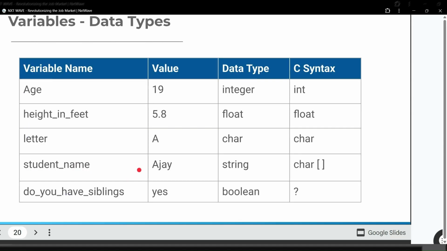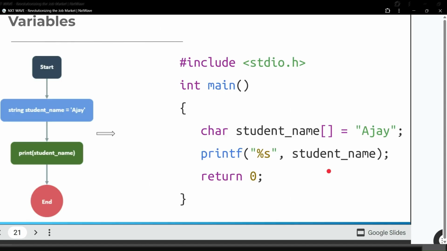Okay. Next, to get access to the string, Ajay is a string, where the variable name is student name and Ajay is the string value of the variable. Ajay is in the string data type. To get the syntax of C, a character with open and closing brackets. This is the syntax of a string. See this example: the variable is a character array student name, student name open bracket close bracket.